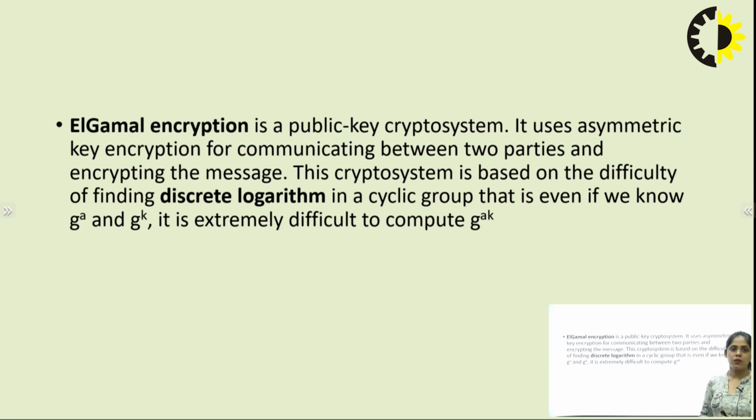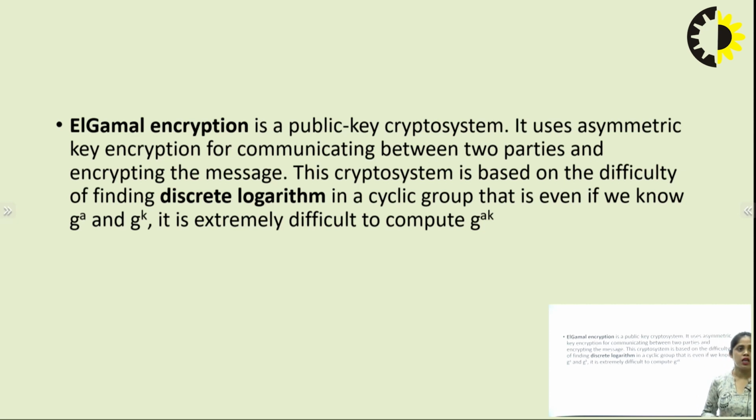So finally, starting with Elgamal encryption, let's see how it works. Elgamal encryption is a public key crypto system. It is used for communicating between two parties and encrypting the message. This crypto system is based on the difficulty of finding the discrete logarithm in a cyclic group. That is, even if we know g^a and g^k, it is extremely difficult to compute g^ak.